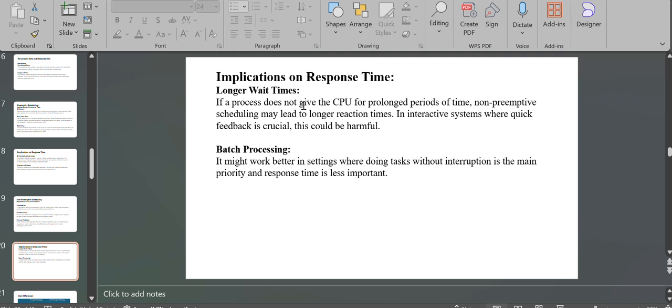Batch processing: it might work better in settings where doing tasks without interruptions is the main priority and response time is less important.